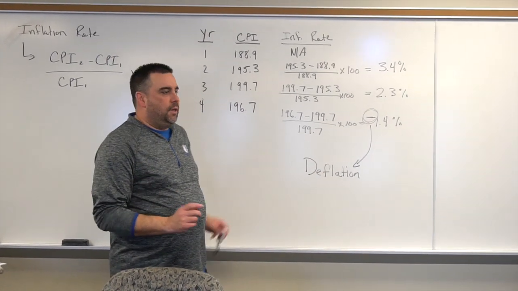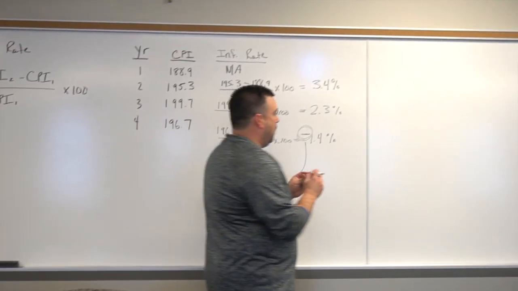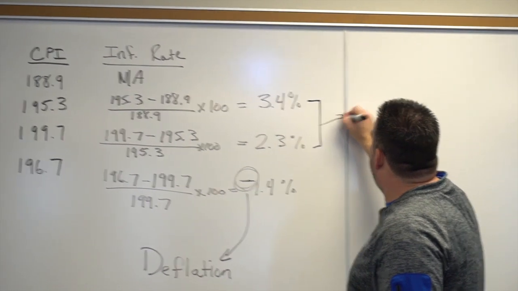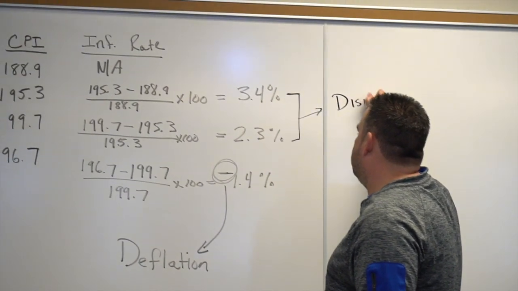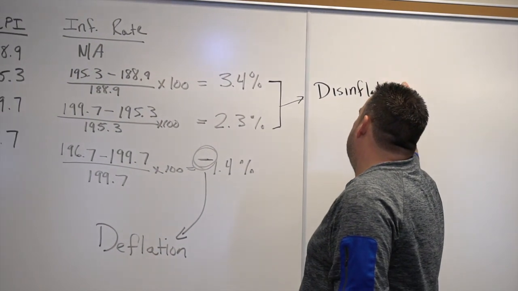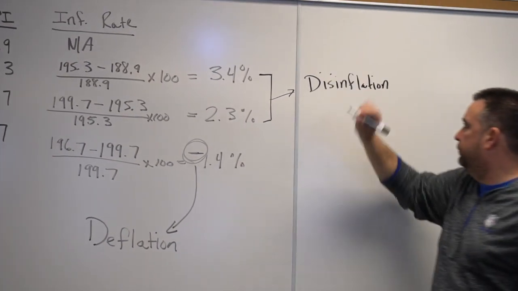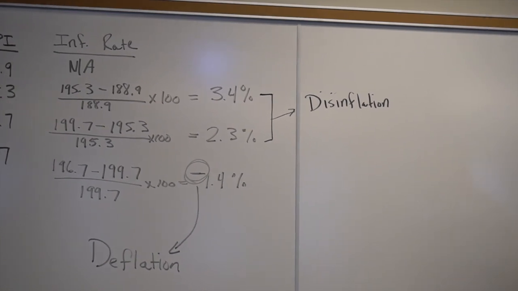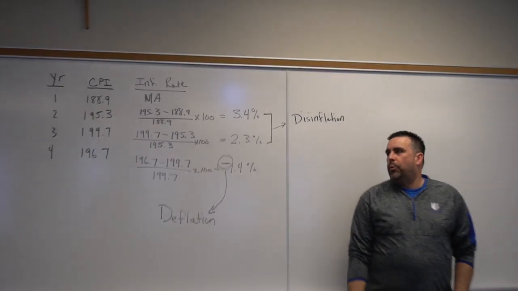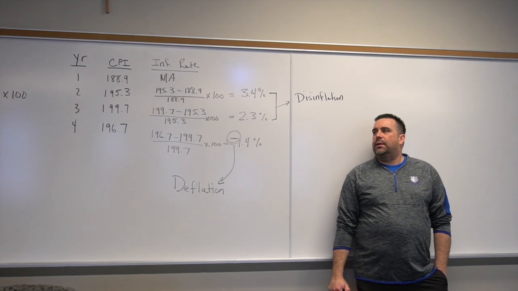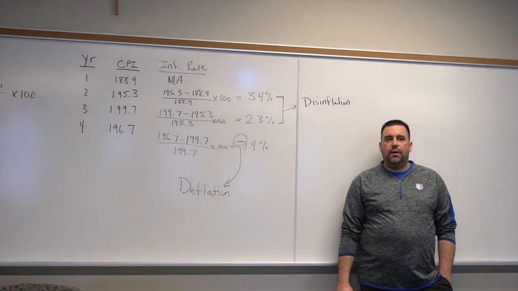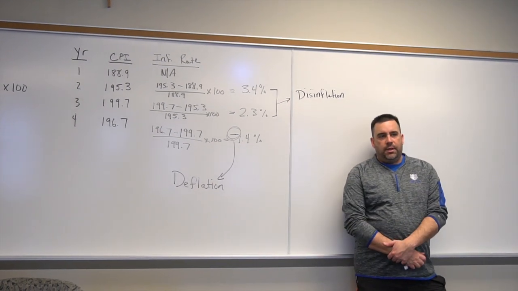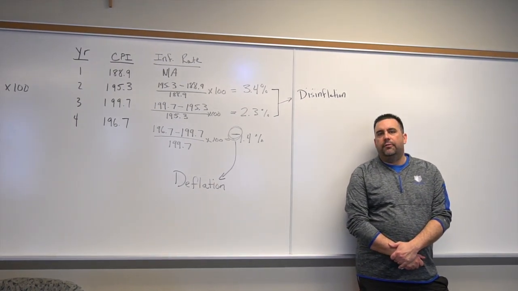We're also noticing another thing in this little chart that's occurring right here between years 2 and years 3. What we have here is called disinflation. Disinflation occurs when the inflation rate is positive but falling.